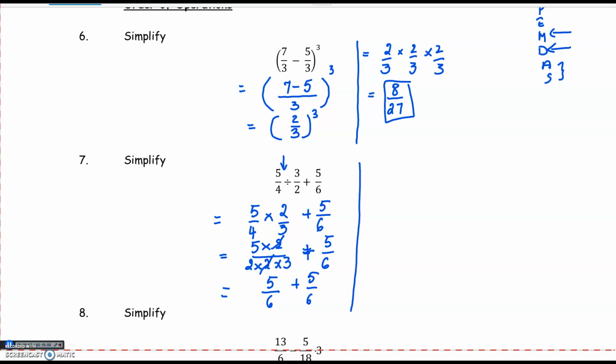Now that we finished all the multiplication and division, we go 5/6 plus 5/6. Remember that 6 is a common denominator, which means we are counting sixths. How many sixths do we have? 5 from the first fraction and 5 from the second. When we add them together, we get 10 sixths. Now 10 sixths can be simplified further because we can cancel the 2 in the numerator with the 2 in the denominator. And we have 5/3, and that is the final answer in the reduced or the lowest terms.